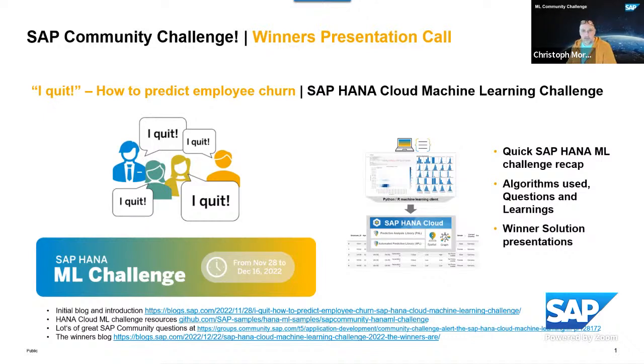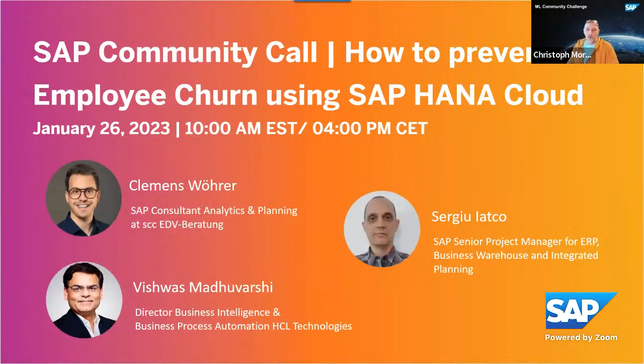So for everybody who couldn't participate in the actual challenge, there are a couple of links here, which we'll also share and which you will certainly also find by searching for them. The initial blog, we have a sample repository where we provided the data, so it's available for you to also pick up the challenge even now or later in our HANA-ML samples repository. We had lots of great questions during the community challenge in our community thread. I've also shared the link here. And certainly then we have the winners blog, which Susan, our colleague, created. And really now with no further ado, we want to learn from our winners how they approached the challenge and what were their solutions to the challenge. And with that, I hand over to Vishwas for his first solution presentation.